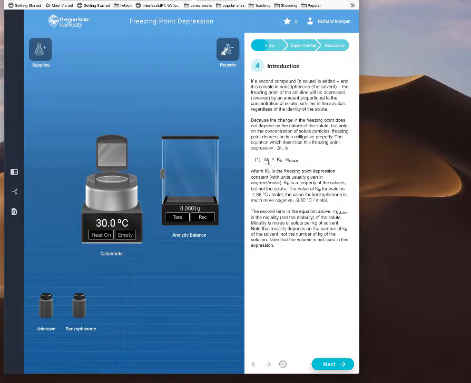This is the delta TF, the change in freezing point. The KFP is the constant, which is a property of that solvent. The solvent has to be in much greater amount than the solute for it to be effective.